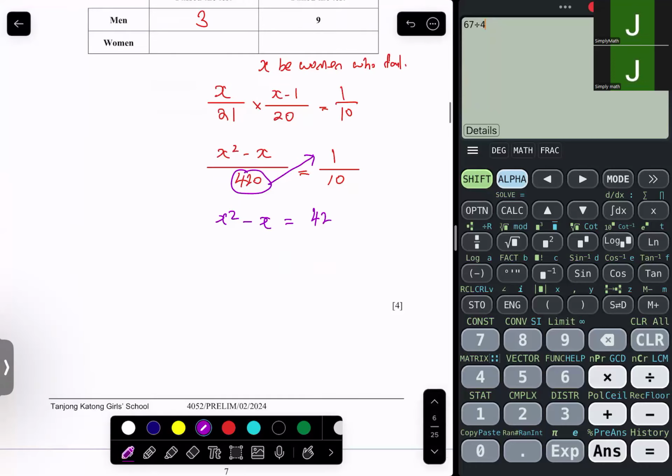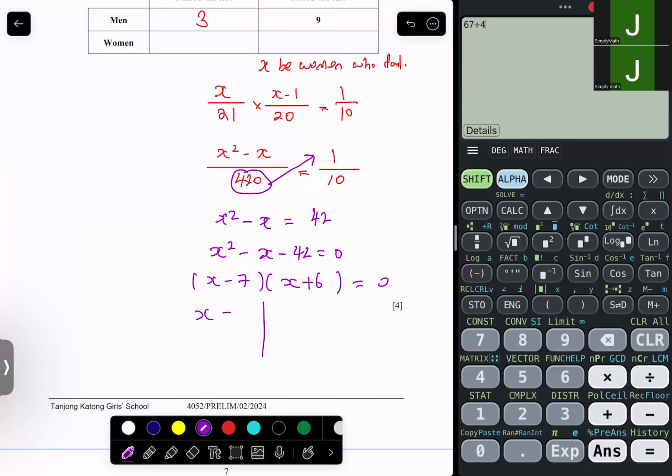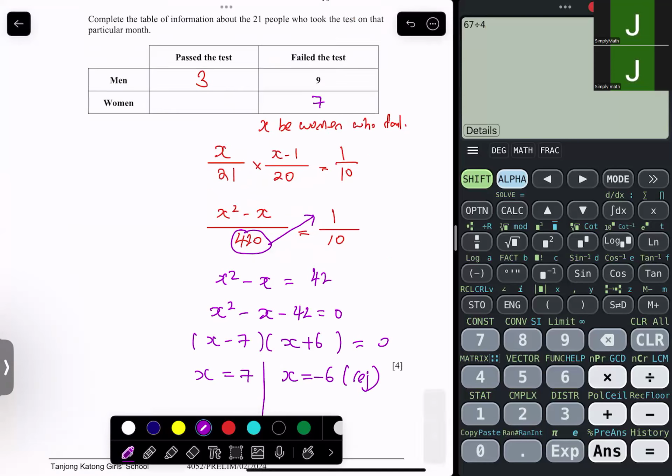So x squared minus x minus 42 equals 0. I give myself a quadratic situation. So then this would give me factorization. How do I know it's factorization? Because women and men must be a whole number, right? So x minus 7, x plus 6 equals 0. So x equals 7, x equals negative 6, impossible, so we reject. So these are the women who failed, so that means there must be 7. And since the total is 21, that means this must be 2. All right.